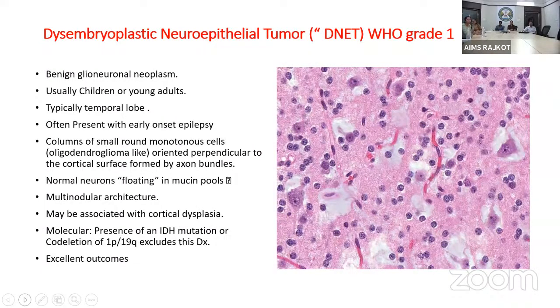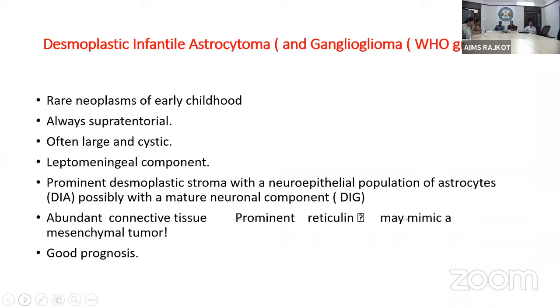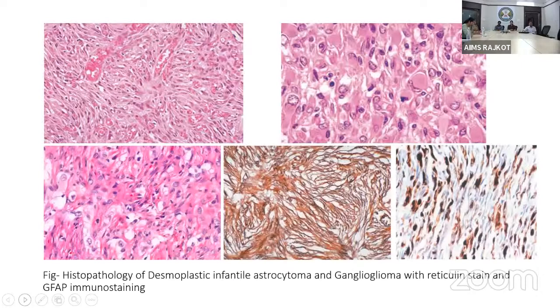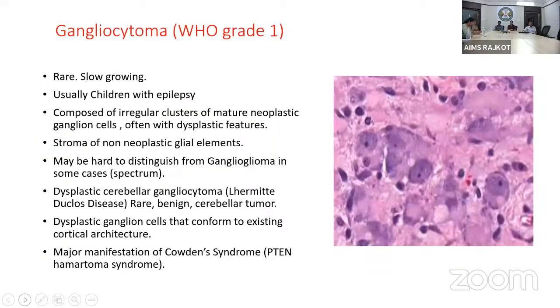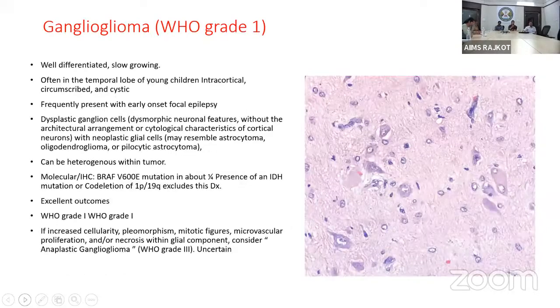DNET is a previously described entity in the WHO classification of CNS tumors. We are not describing it, as it was already described in the 2016 classification. Desmoplastic infantile astrocytoma and ganglioglioma are already described. Gangliocytoma is WHO grade 1. This is also a very rare tumor, along with ganglioglioma.